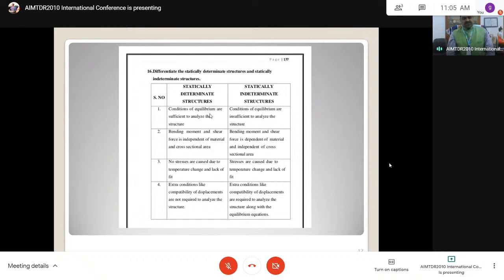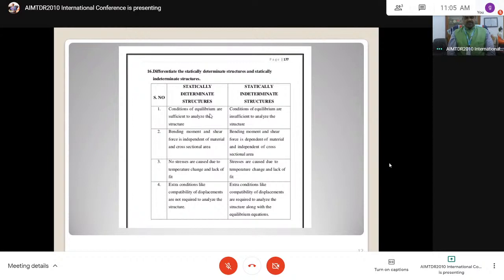In the statically determinate case, bending moment and shear force are independent of material and cross section area. Whereas in the statically indeterminate case, they are dependent on the material and the cross section. No stresses are caused due to temperature change and lack of fit in the determinate case, whereas here stresses are caused due to temperature change and lack of fit.